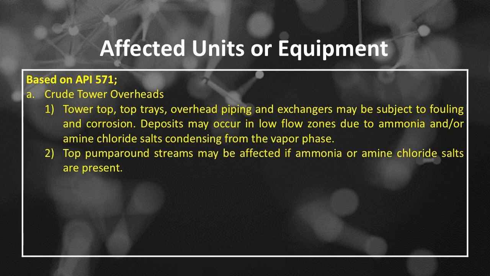Ammonium chloride corrosion affected units or equipment based on API 571. Number A, crude tower overheads. Number 1, tower top trays, overhead piping and exchangers may be subject to fouling and corrosion. Deposits may occur in low flow zones due to ammonia and/or amine chloride salts condensing from the vapor phase. Number 2, top pump-around streams may be affected if ammonia or amine chloride salts are present.